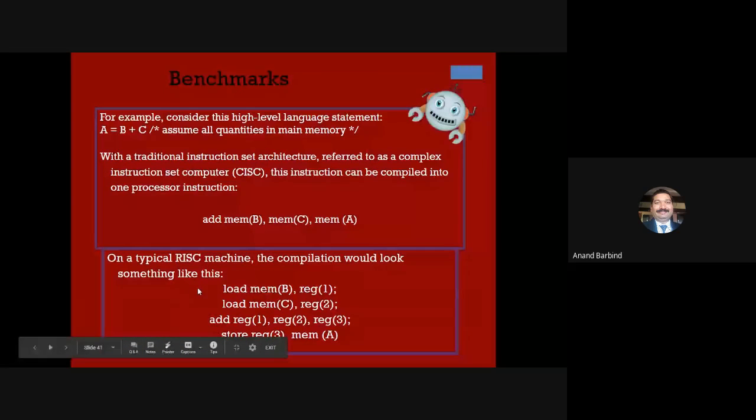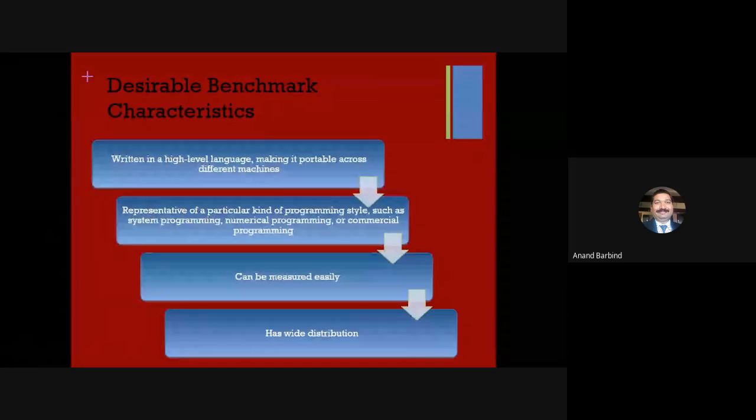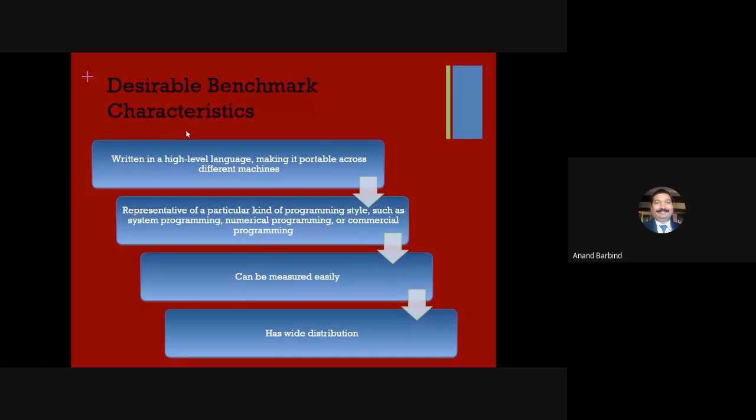Okay, so the standard programs are designed. What are the desirable benchmark characteristics, so that whether it is a CISC type or a RISC type of processor should not matter? All these programs are written in a high level language, not in any low level language. From the high level language, the program is converted to low level language, making it portable across different machines.